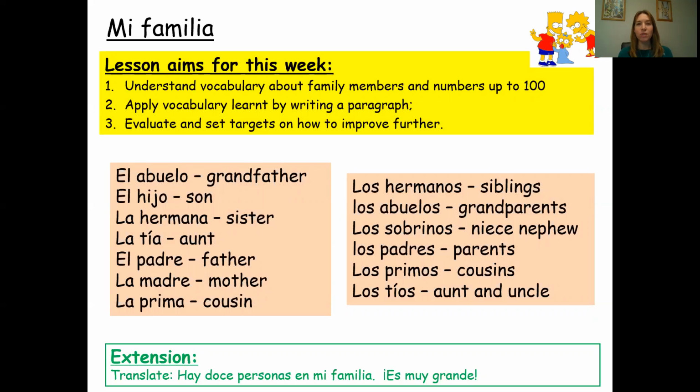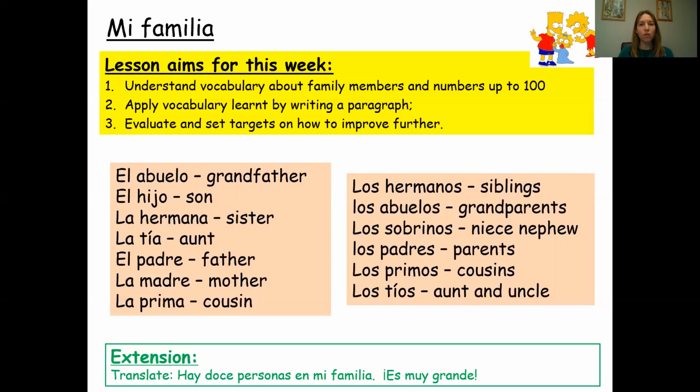So the plurals, los hermanos, siblings or brothers and sisters is another way to say that. Los abuelos, the grandparents. Los sobrinos, nieces and nephews. Los padres, the parents. Los primos, the cousins. Los tíos, the aunts and uncles. Okay, and the answer to the extension, hay 12 personas en mi familia. There are 12 people in my family. Es muy grande. It's really big.